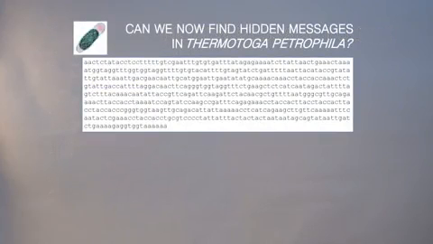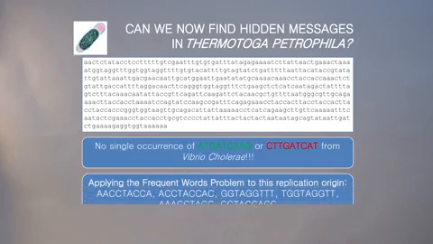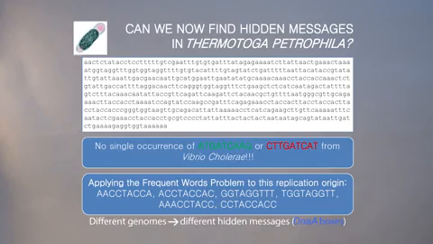And after we've done it, let's try something else. Let's try to find a hidden message in Thermotoga petrophila, which is a bacterium enjoying life in a very hot environment, about 80 degrees Celsius. Maybe we should simply look for these 2 k-mers that we found before, but unfortunately, they are not even there. So it looks like we need to run our frequent words problem again, and in this case, we actually find 6 frequent words, which tells us that probably different genomes have different hidden messages.